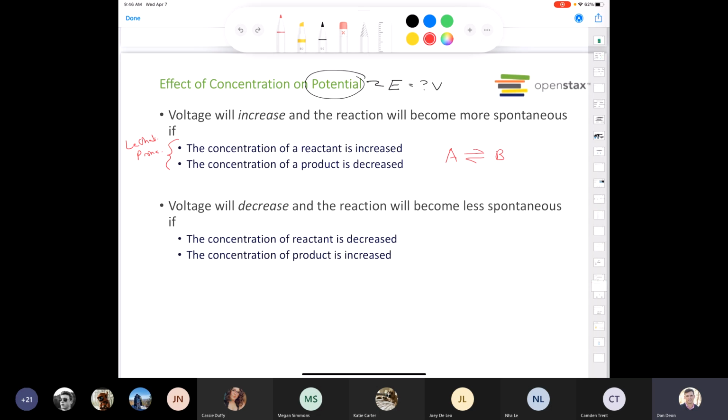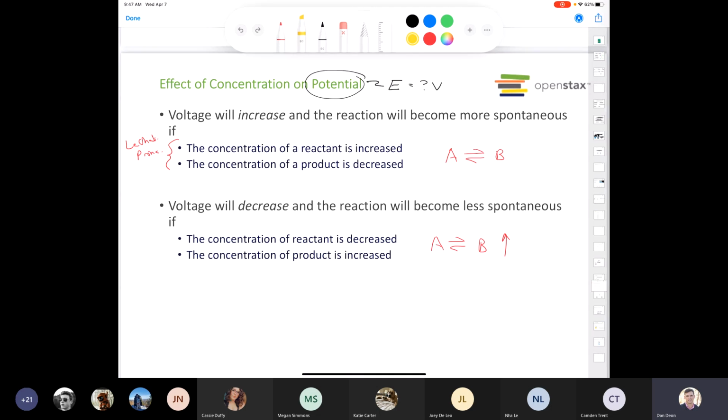What else? We can decrease the voltage, or we can cause the reaction to become less spontaneous if we do the exact opposite scenarios, right? What if I was to decrease the concentration of the reactant? Well, that's going to push the reaction in this direction. Similarly, if I was to elevate the concentration of the product, then it's going to push the reaction back this way. Again, we're just applying Le Chatelier's principle, and I remember one day in class specifically, we went over many examples of this.